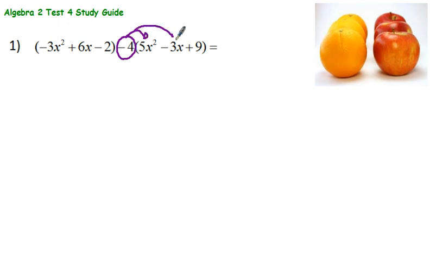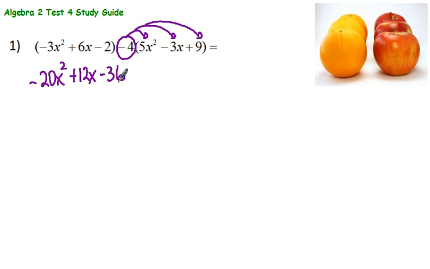I'm going to distribute it out. I'm going to mix it up this time. Fill a little purple. Negative 4 times 5. So we'll do a negative 20x squared. Negative 4 times negative 3x. That would be a positive 12x. And negative 4 times 9, which would be a negative 36.